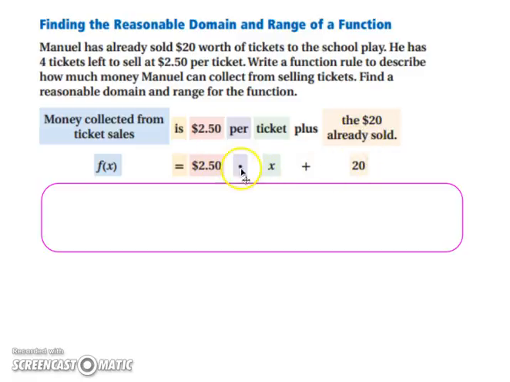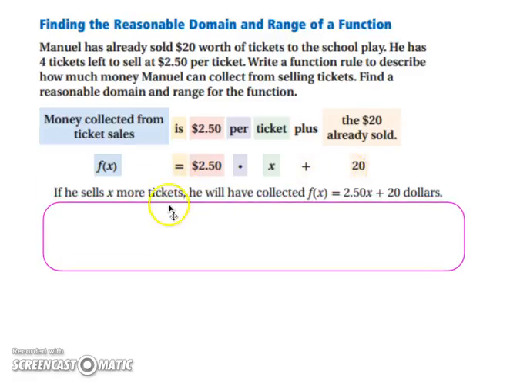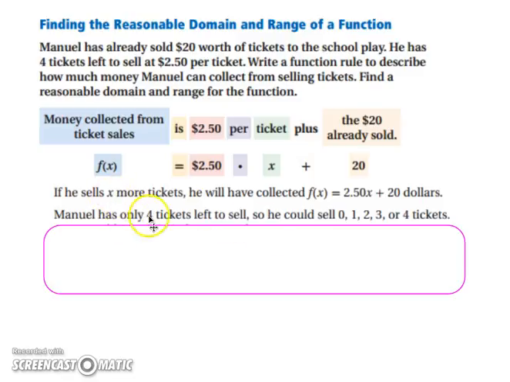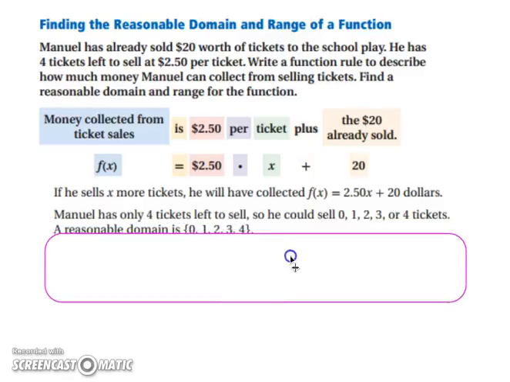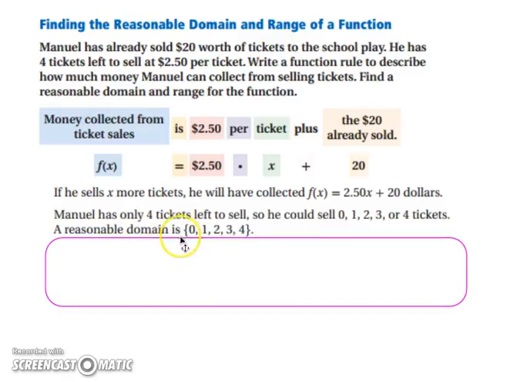So with that, we have our x value, our tickets, because if he sells no tickets, he'll just be at 20. So if he sells x more tickets, he will have collected this function's worth. Manuel only has 4 tickets left to sell. So he can only sell either 0, 1, 2, 3, or 4 tickets. He can't sell 15 tickets. So that's already limiting our domain. So therefore, a reasonable domain would be 0, 1, 2, 3, and 4.